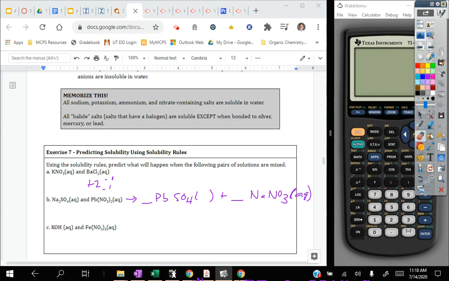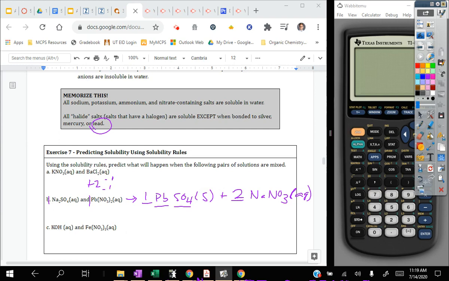So we have our correct formulas. We just need to balance here. I had two sodiums on the left. I need a 2 here to balance that out. I also had two nitrates on the left, and this also balanced that out. So I get 1, 1, 1, 2. Now I just need my phase designation. Sulfates and lead are not mentioned in our solubility rules, other than saying that lead typically is an insoluble compound.